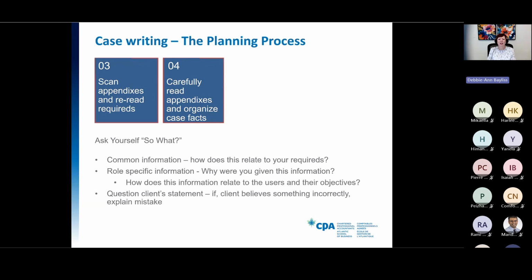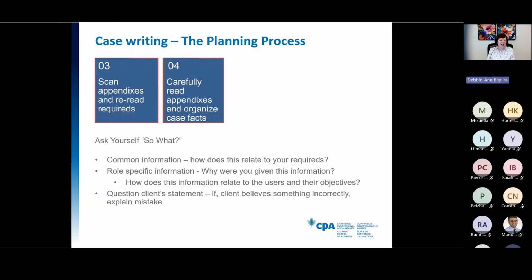So the next 2 steps: the third step is scanning the appendices and rereading the required. That's why you should have that sheet of paper right beside you. Then carefully read those appendices and organize the case facts. When you're looking at that information, ask yourself, so what? When you're looking at the common information, ask yourself, how does this relate to the required, what you need to do? When you're looking at the role specific information, why were you given that information?